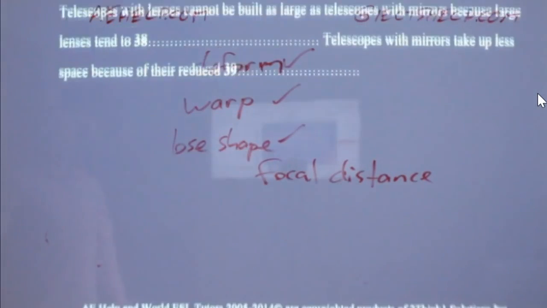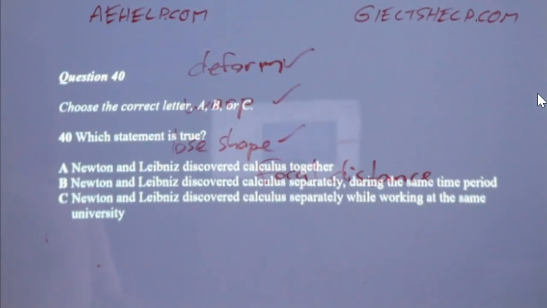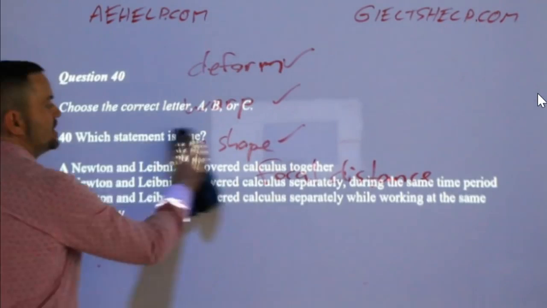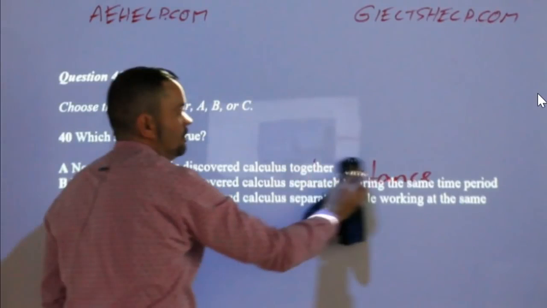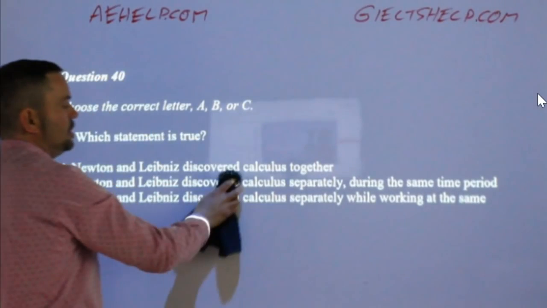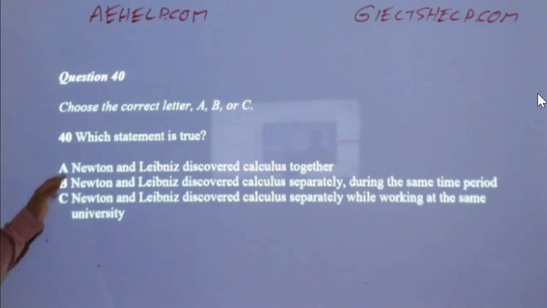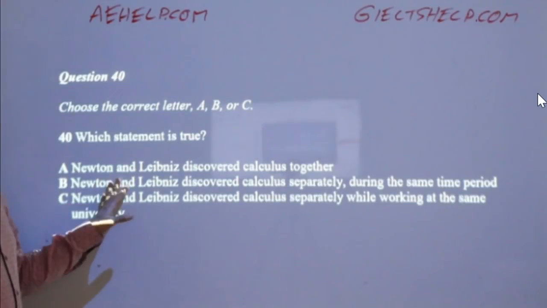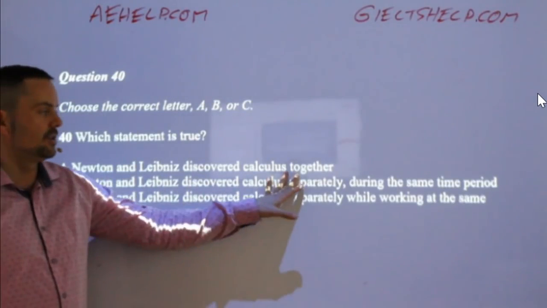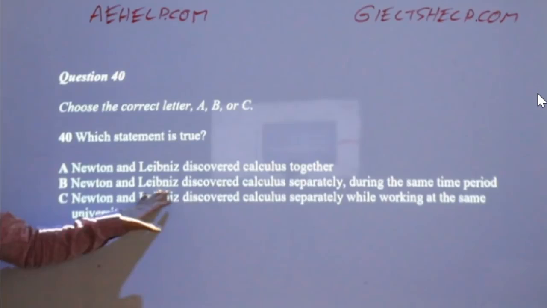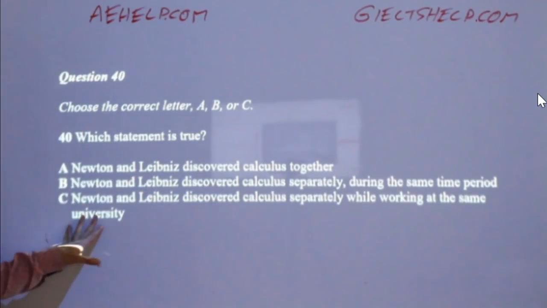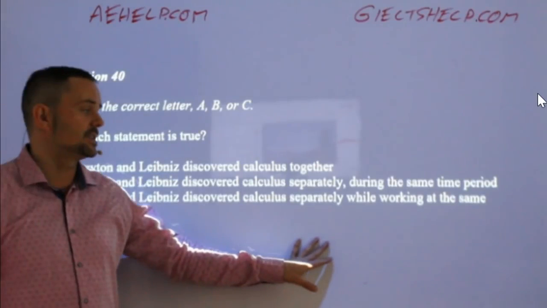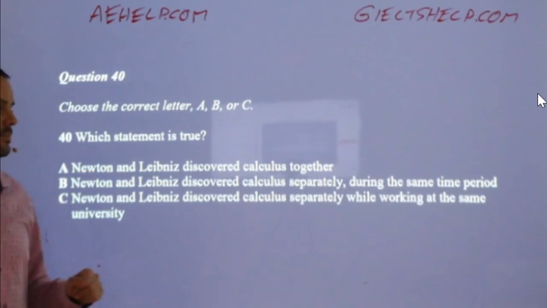Okay, one last question. Multiple choice. Which statement is true? So it's kind of like a combination of a true-false question and a multiple choice question. Which statement is true? Newton and Leibniz discovered calculus together. Newton and Leibniz discovered calculus separately during the same time. Newton and Leibniz discovered calculus separately while working at the same university.